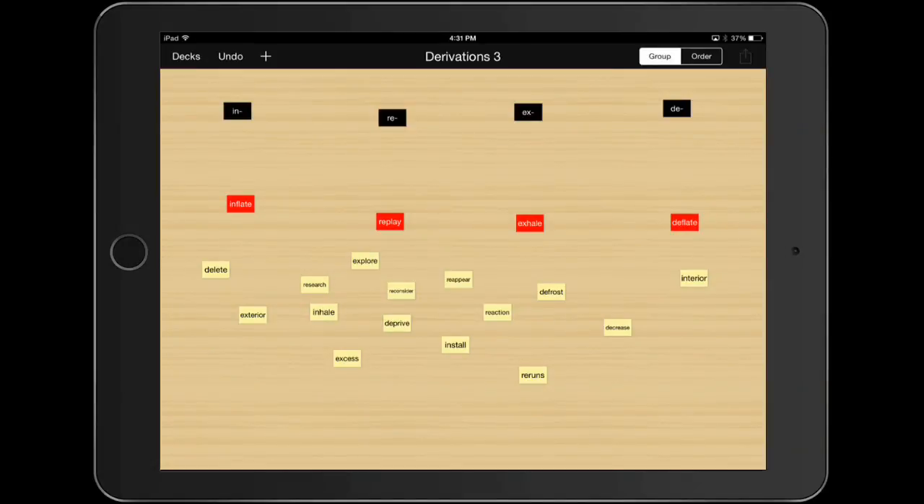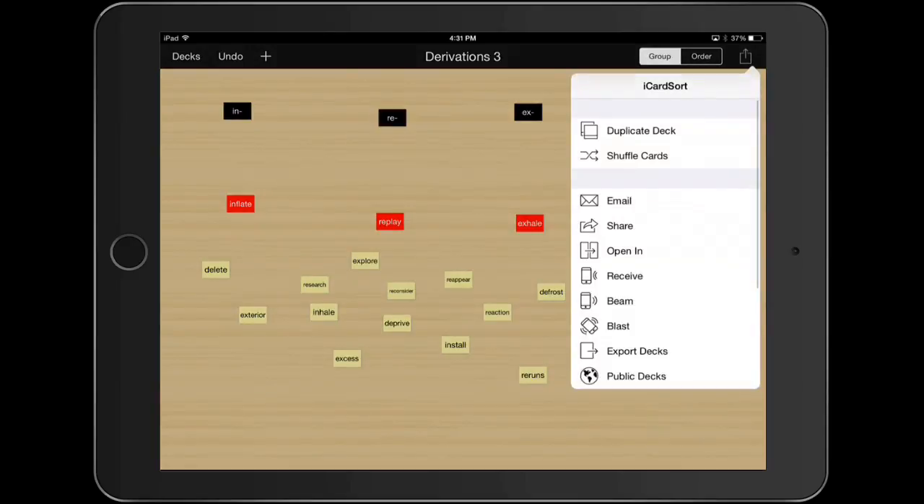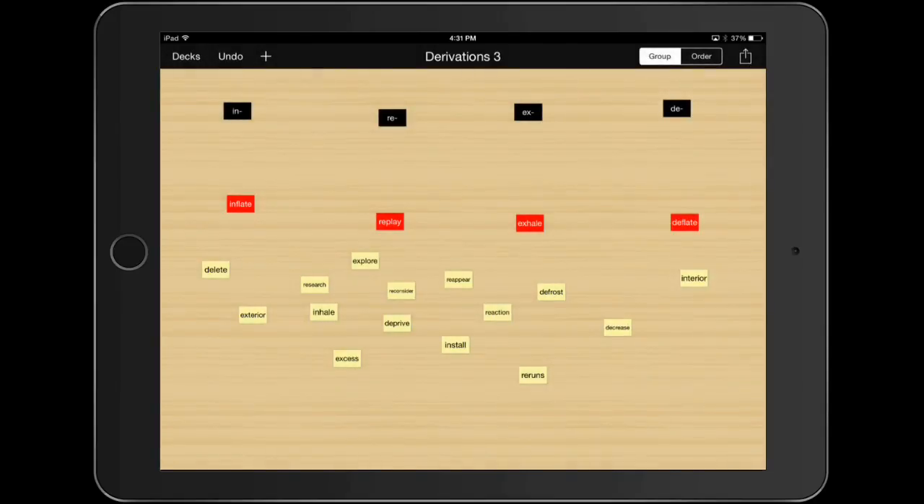This is the sort for September 23rd, 2015. Begin by touching the top right-hand corner of your screen and clicking on the Shuffle Cards button. Next, place all of the black header cards at the top of your screen.